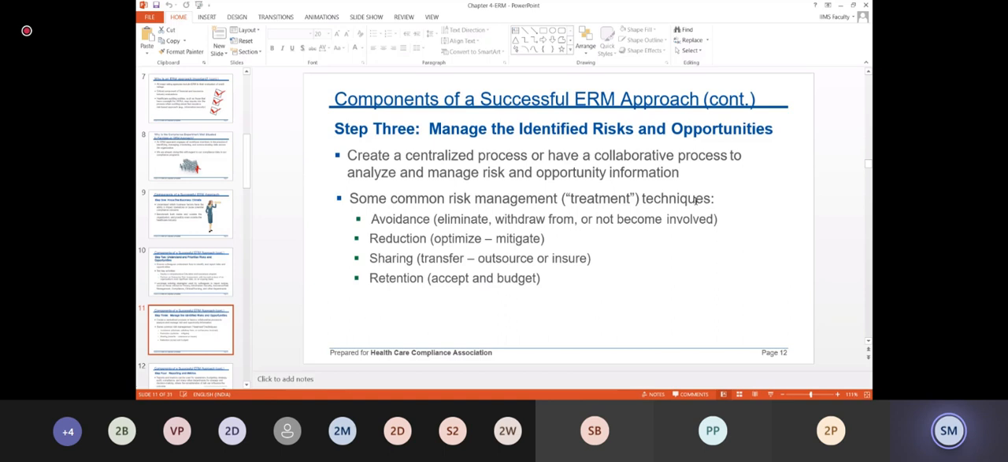If you see the central government and state government in the COVID pandemic situation, they have collaboratively worked together. This is a good example for risk, how they have set up a centralized process and maybe a state process or maybe a local process.